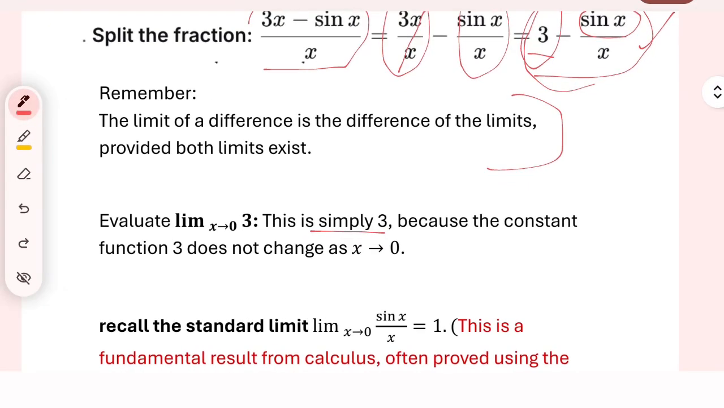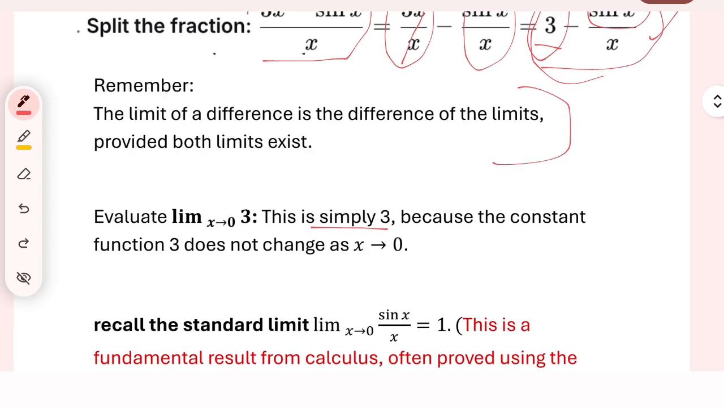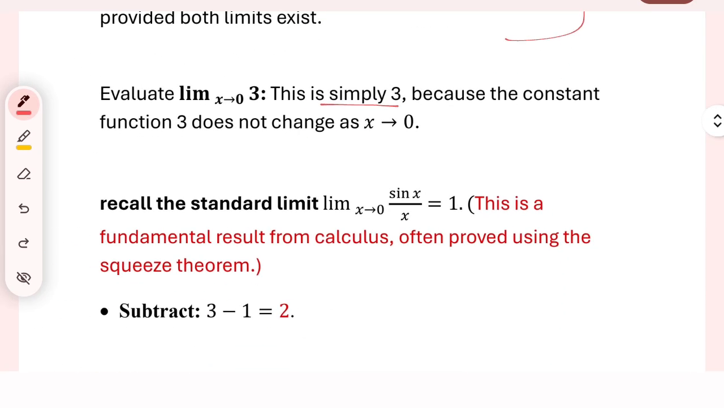Now, what about the limit of sine x over x? You need to recall the standard limit of sine x over x as x approaches 0. That is a standard limit, and you need to remember that. The answer to that is actually 1.